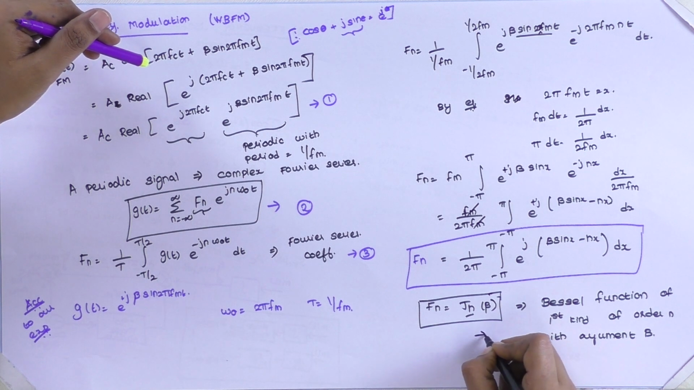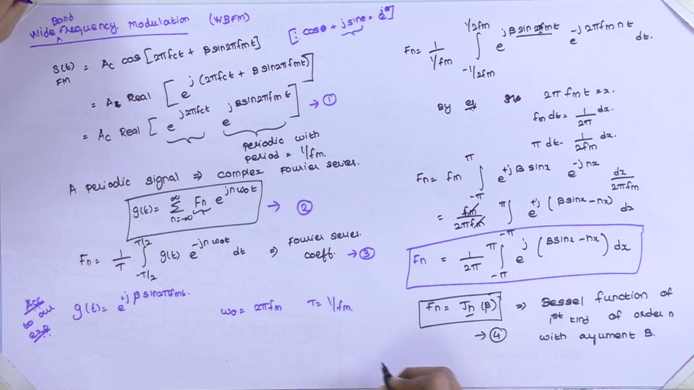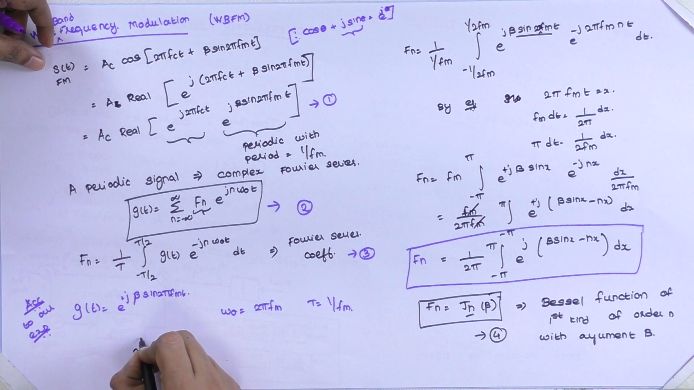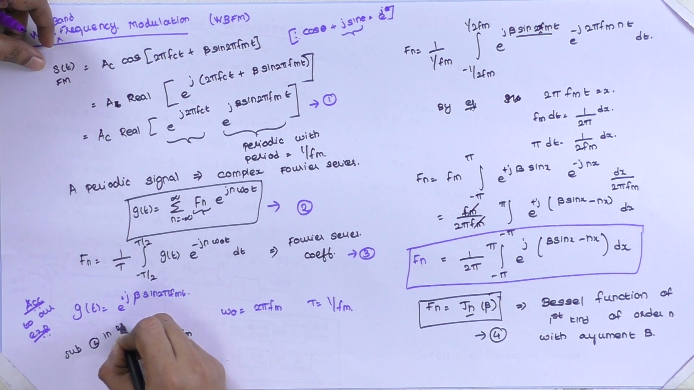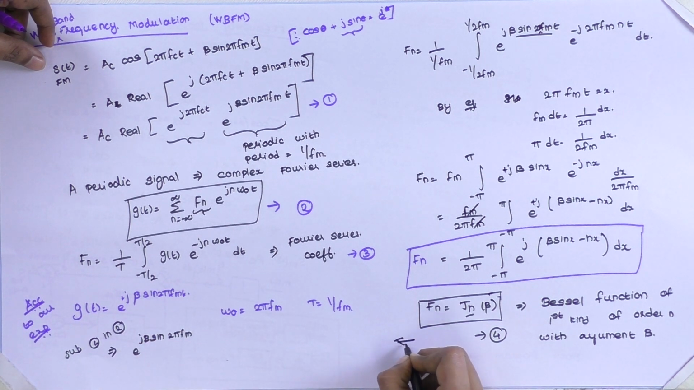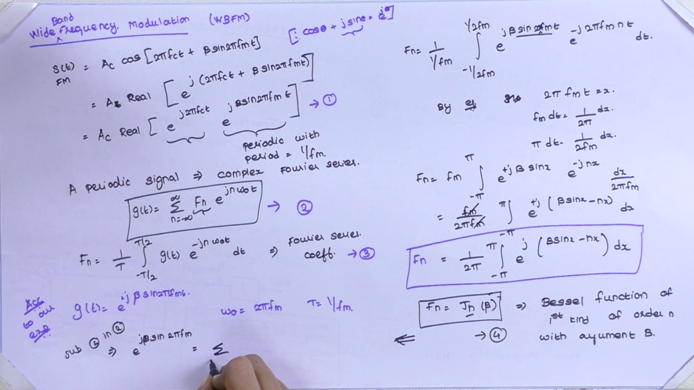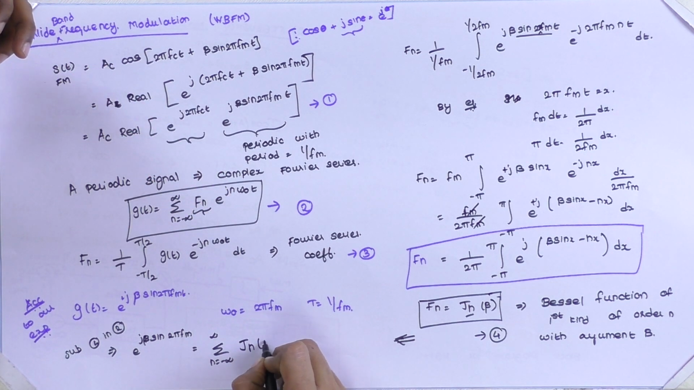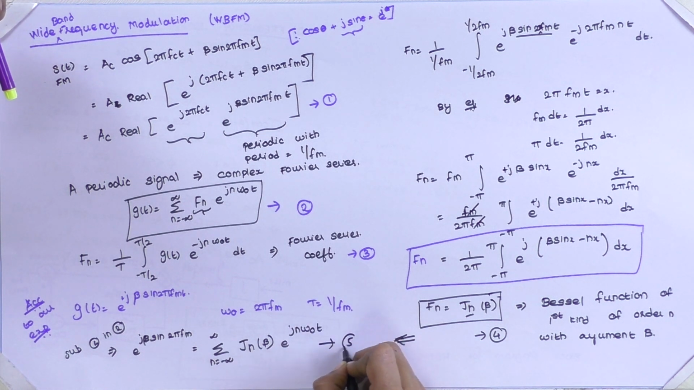We have to substitute this term. We take this as equation number 4. We have to substitute this term in our equation number 2. Therefore, what will happen to our equation number 2? We can write here: g of t is e power j beta sin 2 pi fmt, that is, substituting equation number 4 in 2. e power j beta sin 2 pi fm t is equal to summation over n is equal to minus infinity to plus infinity. Instead of Fn, we are going to replace Jn of beta e power j n omega naught t. We will take this as equation number 1.